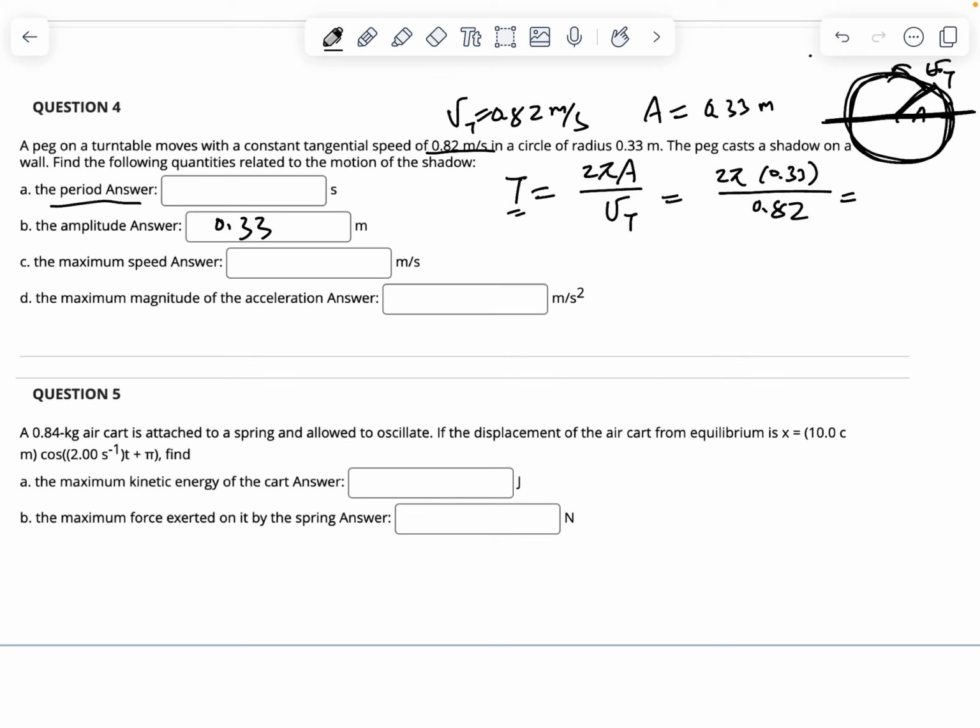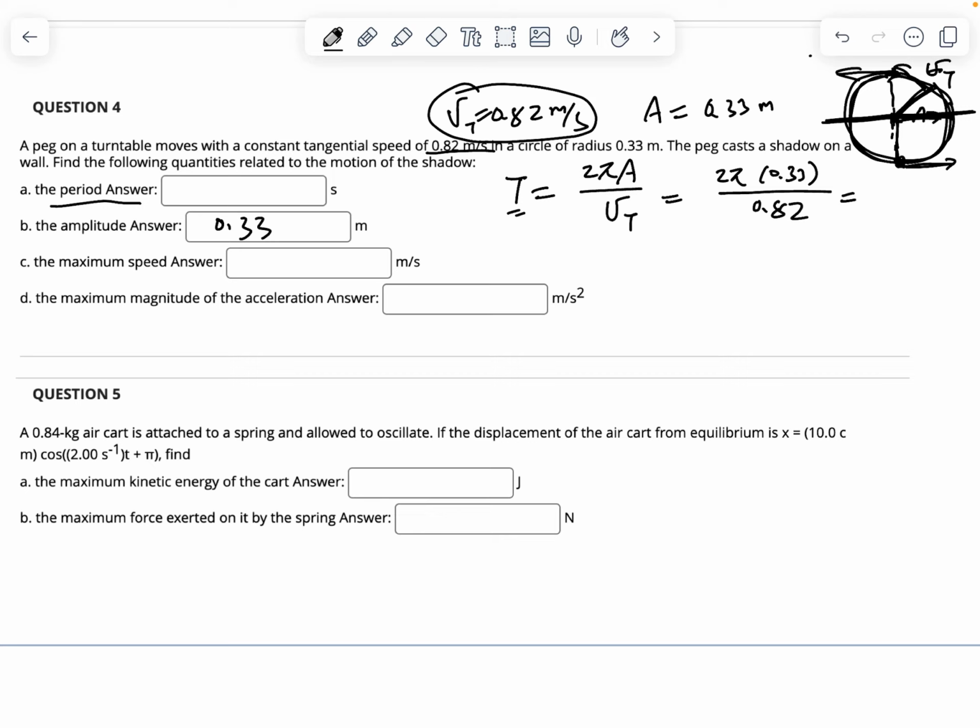Third one, the maximum speed. What's the maximum speed? When the object is here on the turntable and goes this way, the projection right here is the same. When you are at the top or at the bottom here, this is the maximum speed of the simple harmonic motion. So this tangential speed actually is your maximum speed of the simple harmonic motion.